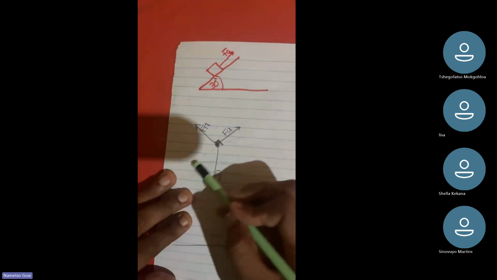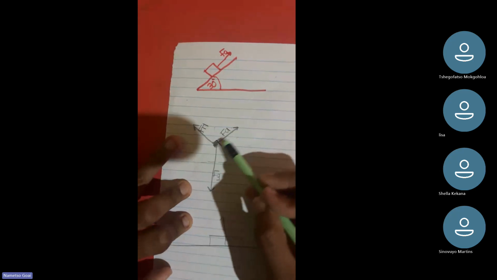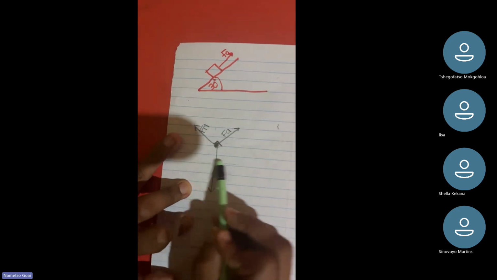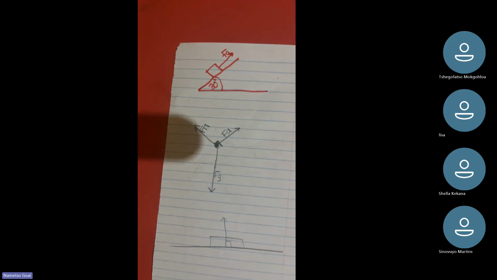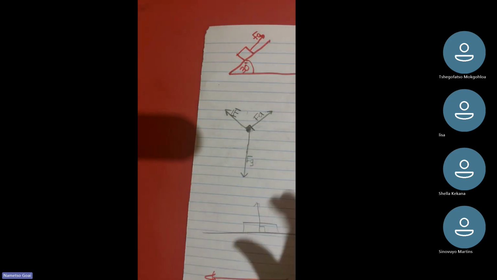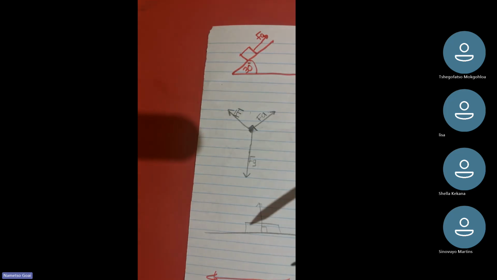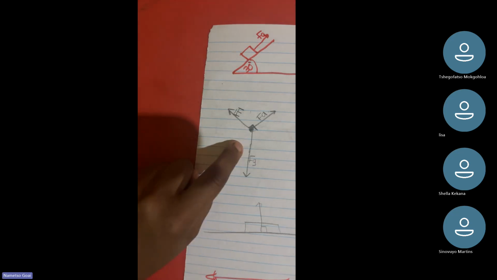Then you can just afterwards erase this, because this was just to make you accurately draw what's happening here. But can you guys see what's happening? Like how you would draw the free body diagram of this over here. Can you guys see that? You guys understand this?